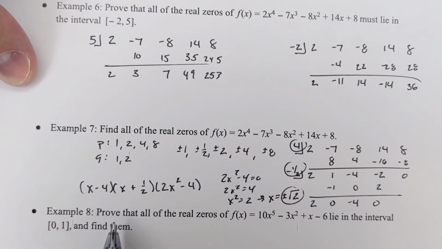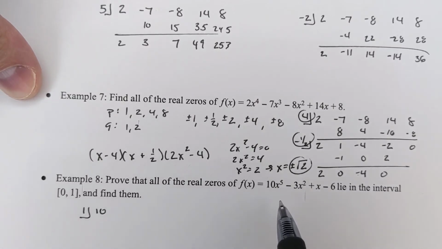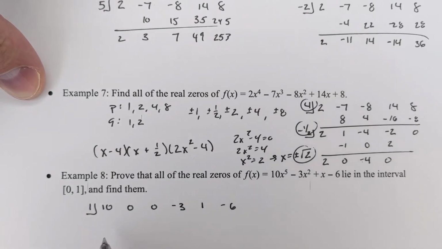All right, so 8: prove that all the zeros lie in the interval, and then find them. So this is the bigger one, so we'll do 1. Our coefficients are 10. Now I'm going to have to fill in missing values. That's x to the 5th. I have no x to the 4ths, no x cubes, -3x squared, 1, -6. Since that's a 5th power, there has to be 6 terms here: the 5 exponents and the 1 constant term.